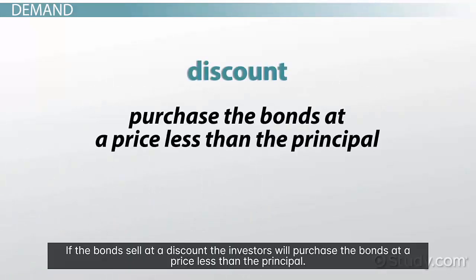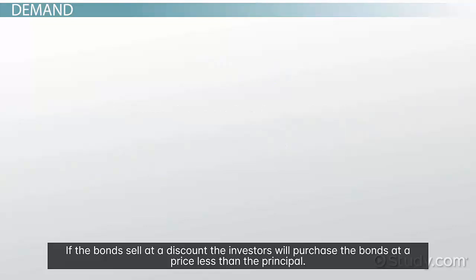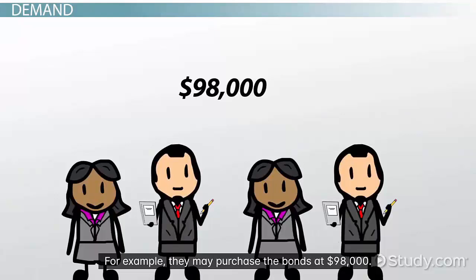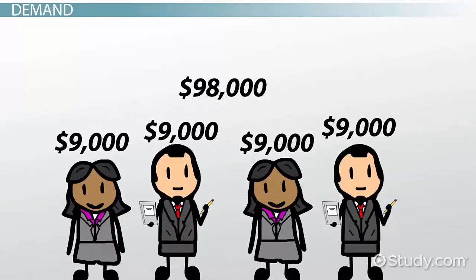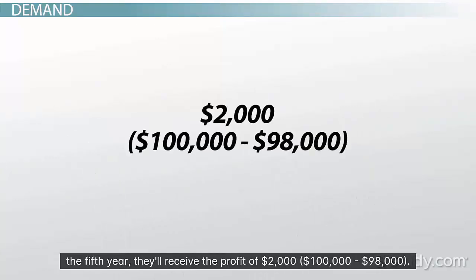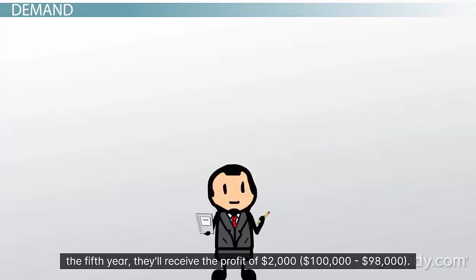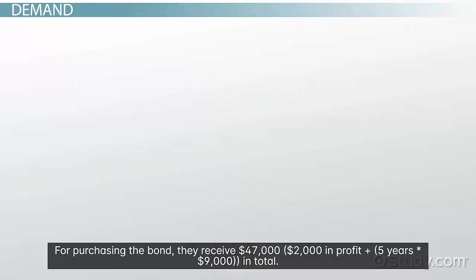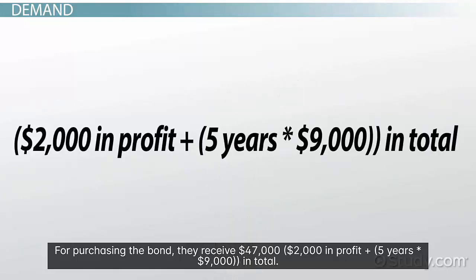If the bonds sell at a discount, the investors will purchase the bonds at a price less than the principal. For example, they may purchase the bonds at $98,000. In years 1 through 5, they'll receive $9,000 each year, and at the end of the 5th year, they'll receive the profit of $2,000, $100,000 minus $98,000. For purchasing the bond, they'll receive $47,000, $2,000 in profit plus 5 years times $9,000 in total.